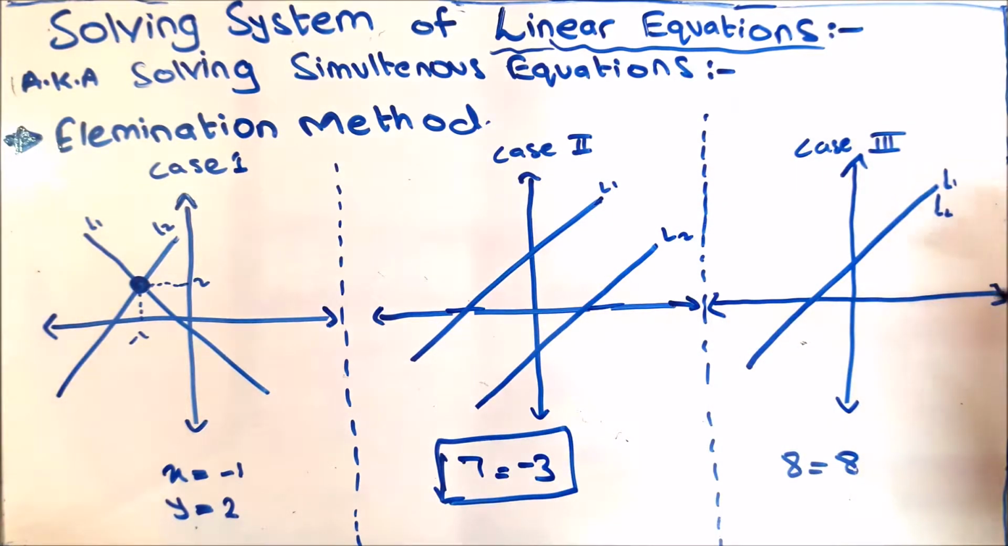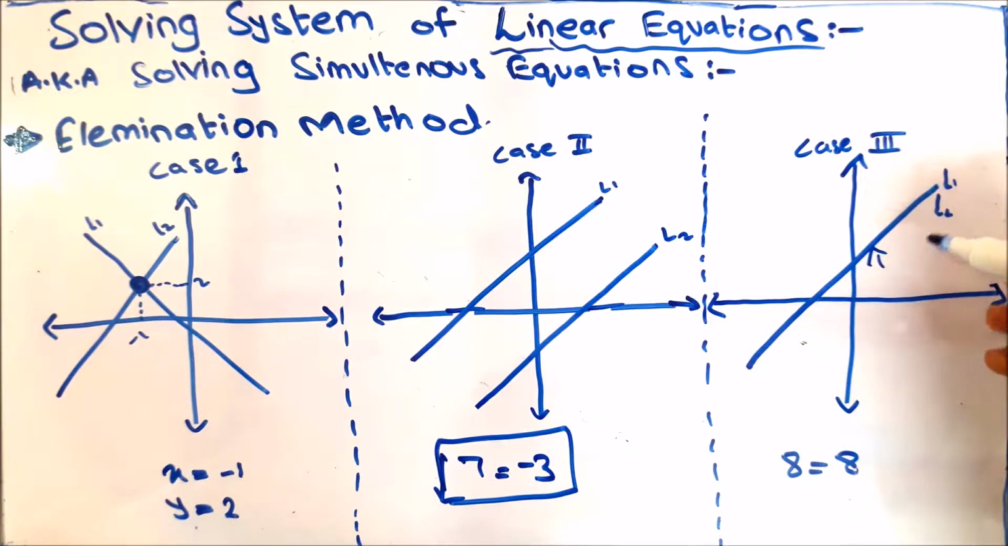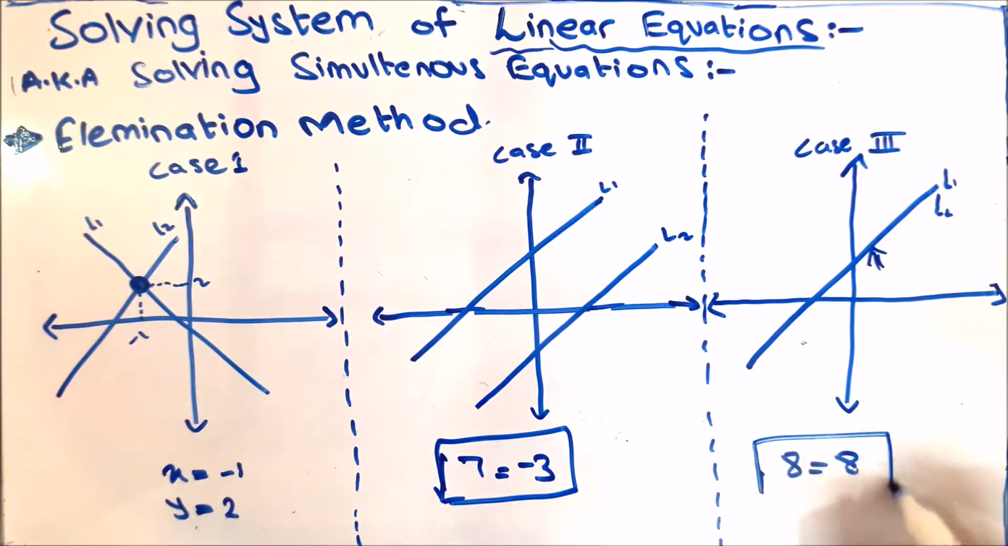In case 3, the lines of these 2 equations overlap. It looks like it's the same line, but these are equations of 2 lines which are overlapped. When you solve 2 such equations, you get an answer like this. There is no x, no y, just 8 is equal to 8. It makes sense, but it is like this. Okay, so let's move on and solve one of these examples using the elimination method.